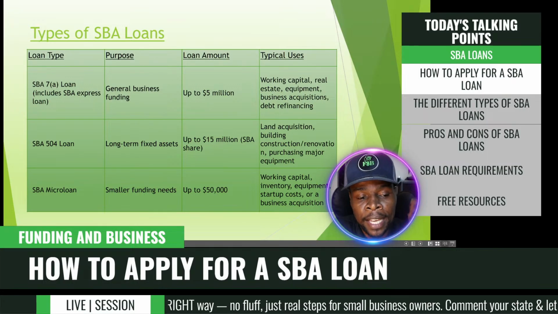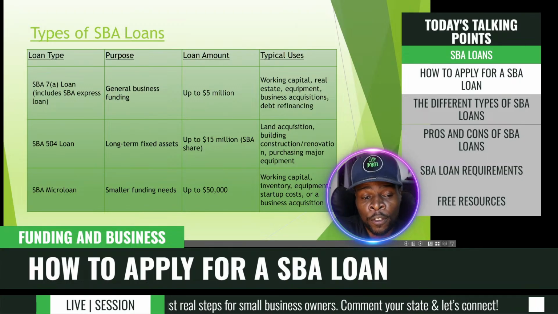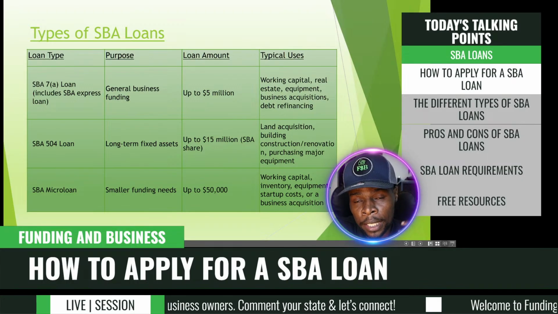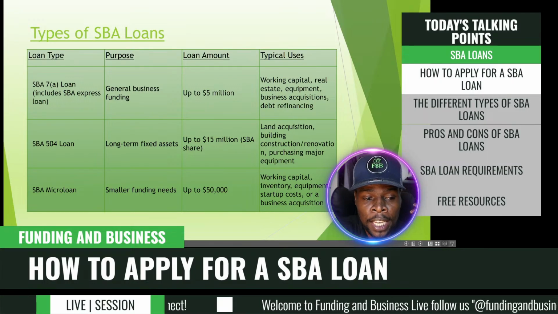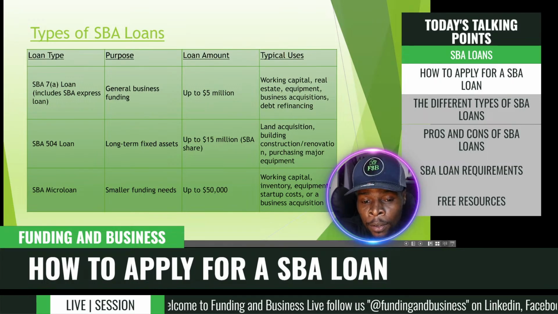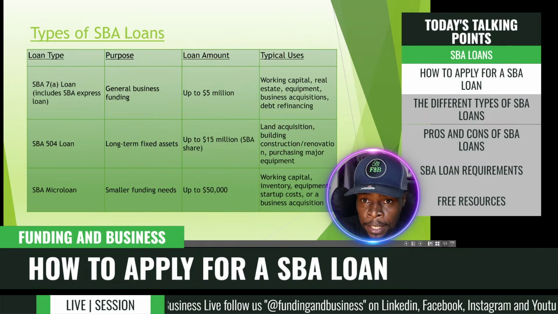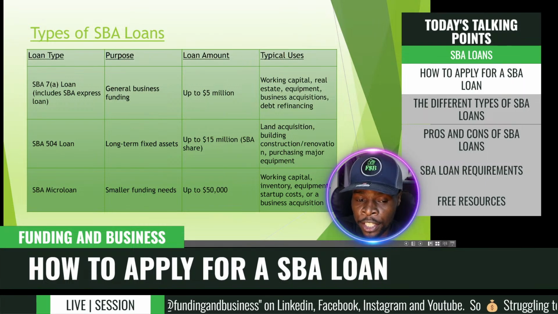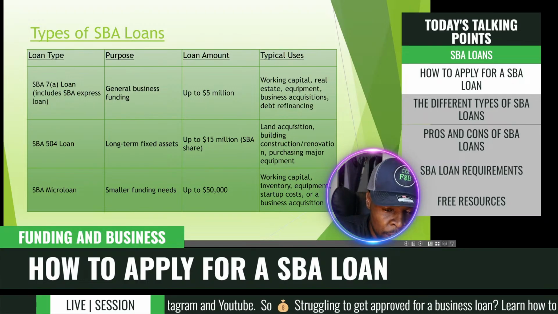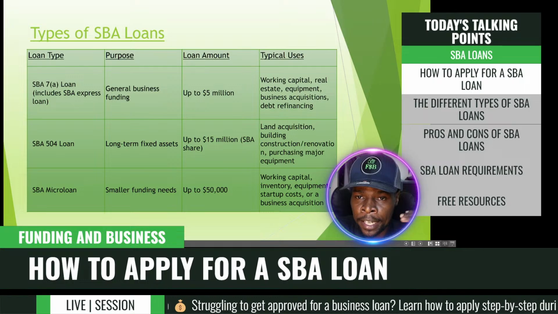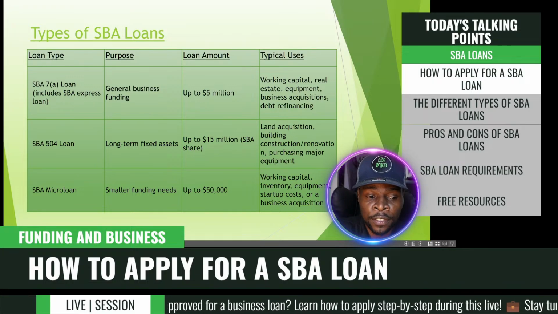So the SBA Express one is actually one of the fastest loans in the SBA category, because you can get approved within 36 hours and get funded within 30 days. Now, the terms also are usually the same, usually 3 to 7 years, and again, you need a solid credit score of 650 and above.